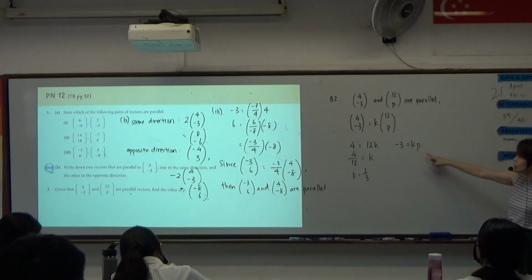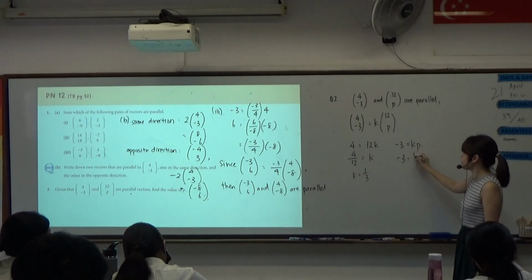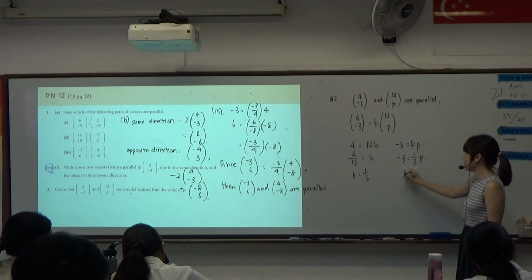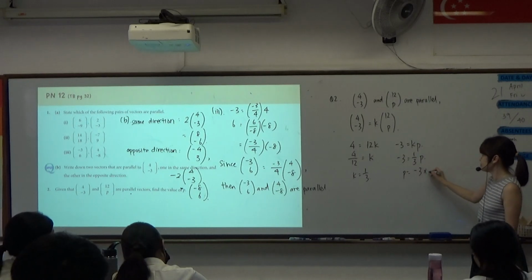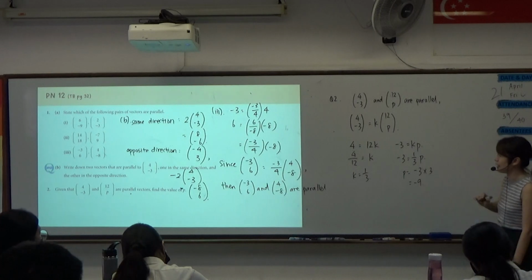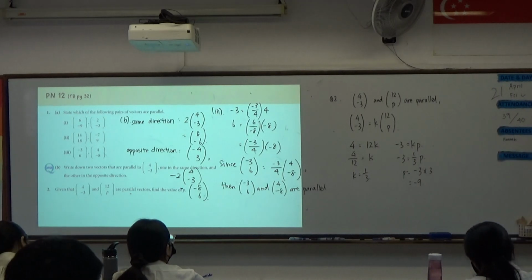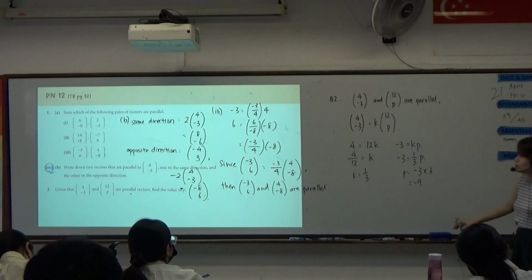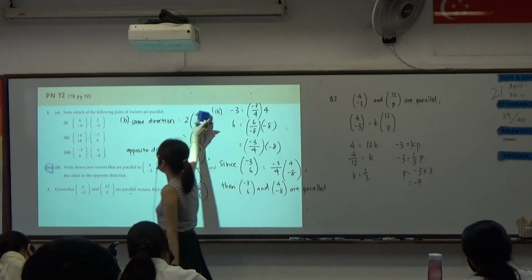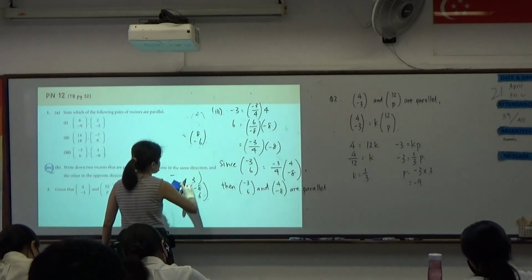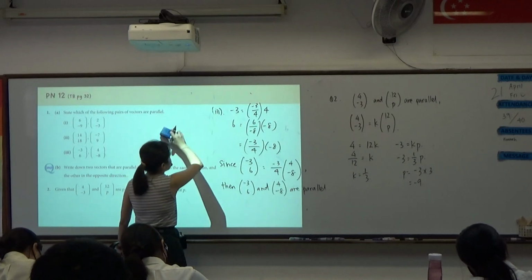So that I can apply it over here to find that my value of p will have to be -9. So we need to always draw the link readily between parallel vectors and scalar multiplication of the vectors.